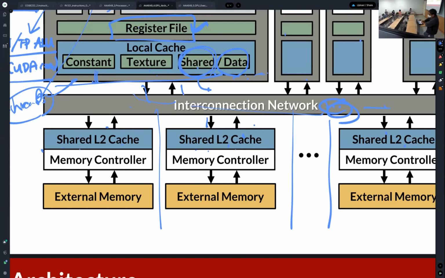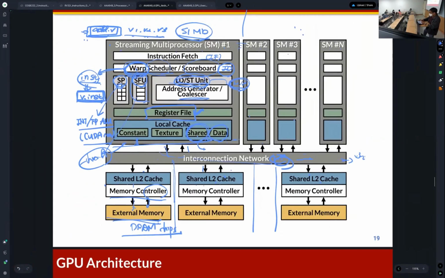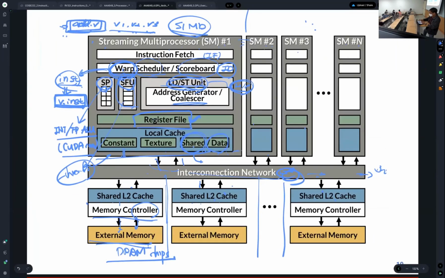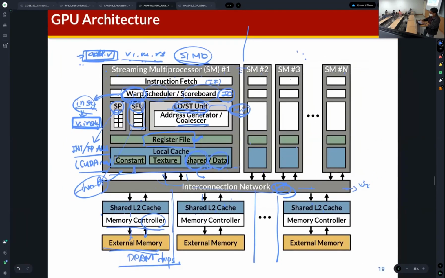And then each partition has its own memory controller. And the memory controller is connected to the external memory, so DRAM chips, actually. So this is the overall architecture of the GPU. Just remember this architecture. Okay.